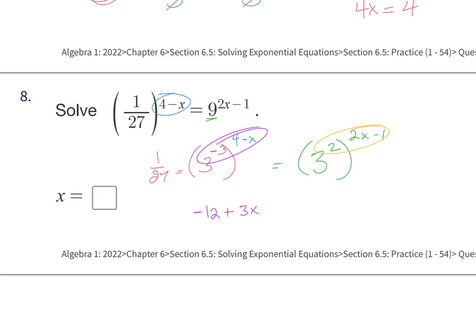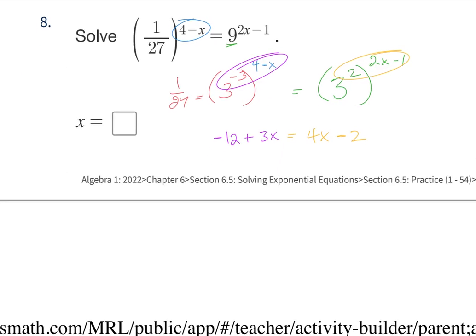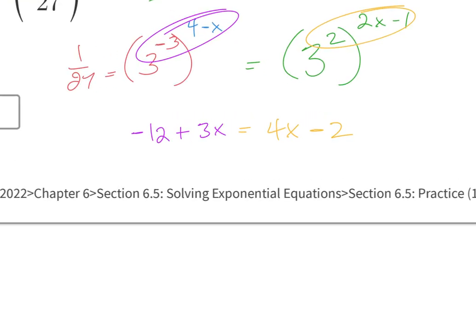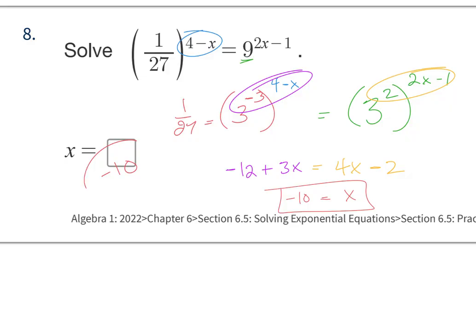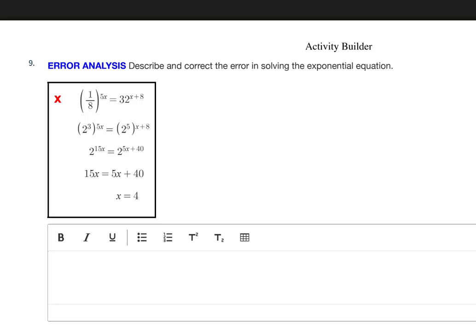We can multiply these to get 4x minus 2. And now it's just a little bit of algebra. So let's subtract 3x to get x, add 2 to get negative 10. X is negative 10.